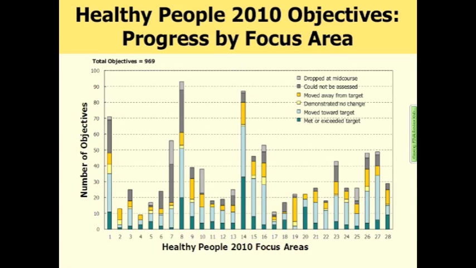This slide shows the 28 focus areas, okay, and gives a snapshot. It's probably difficult to see out in the ether there, but it shows how many of these met or exceeded the target. That's the dark color, and those are the ones. That's the area at the bottom of each of these columns. And then it goes all the way up to some objectives that were dropped at mid-course. But we'll get into this in more detail.